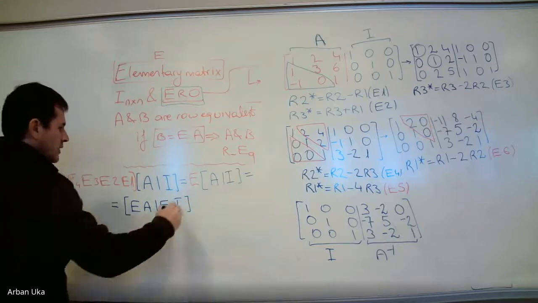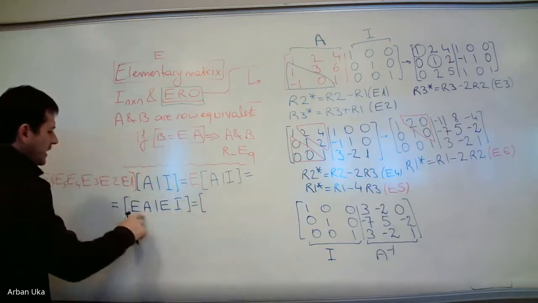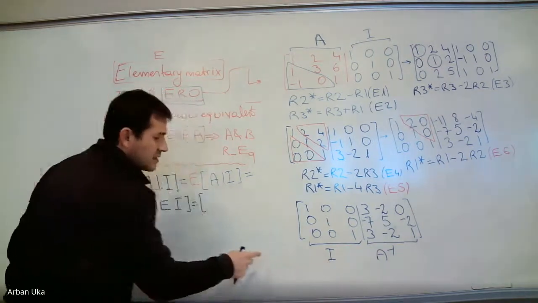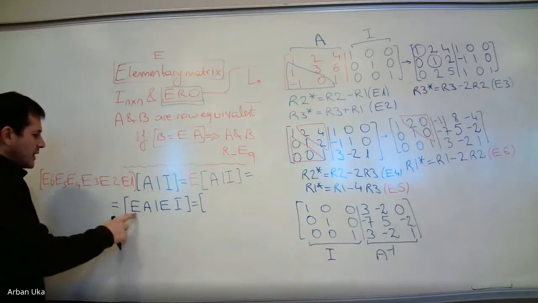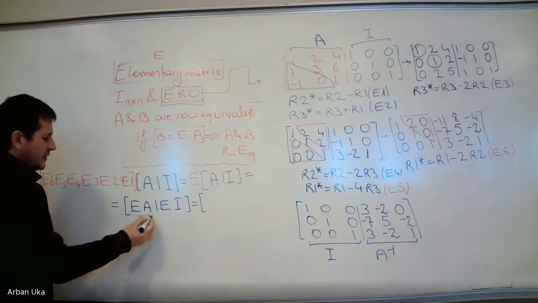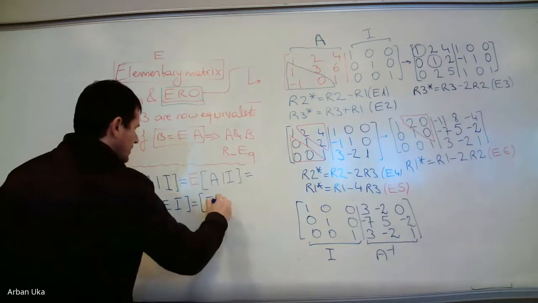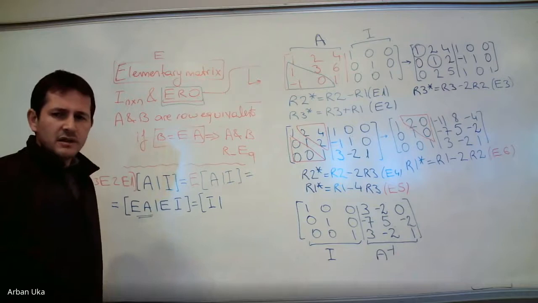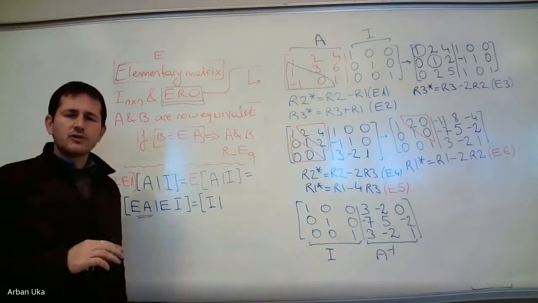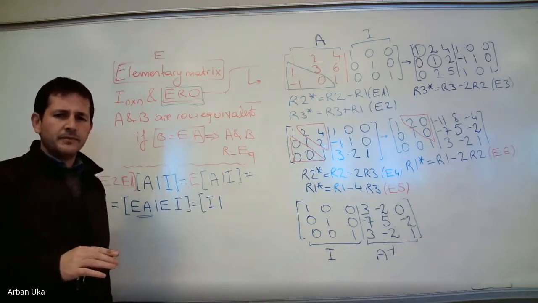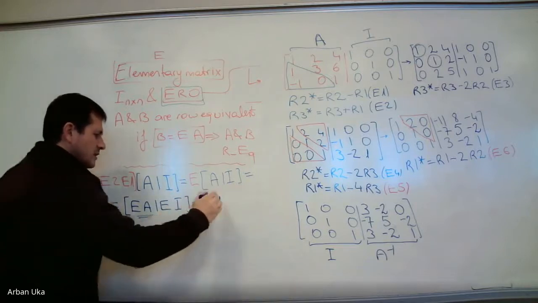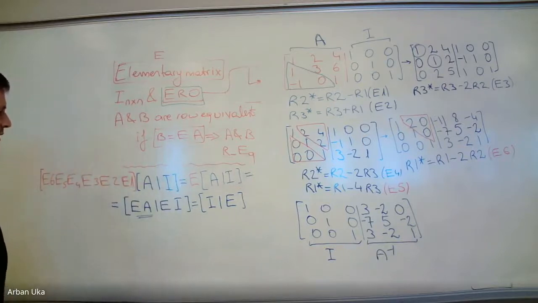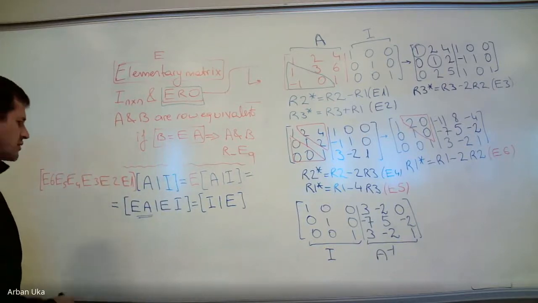Okay? Now, what is this equal to then? EA, what was E times A? It's the identity matrix. This is what we got, right? So after we applied all of these functions, here we got the identity matrix I. And what is E times I? When you multiply a matrix with the identity matrix, it stays the same. So what is E times I? It's E.